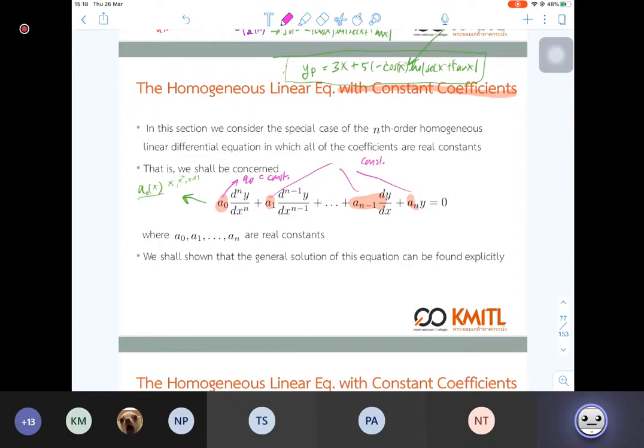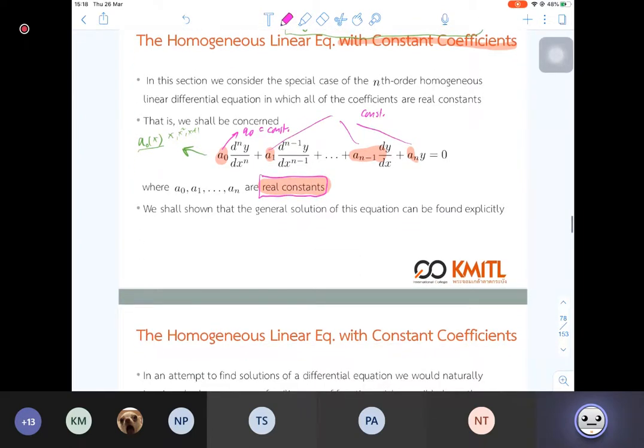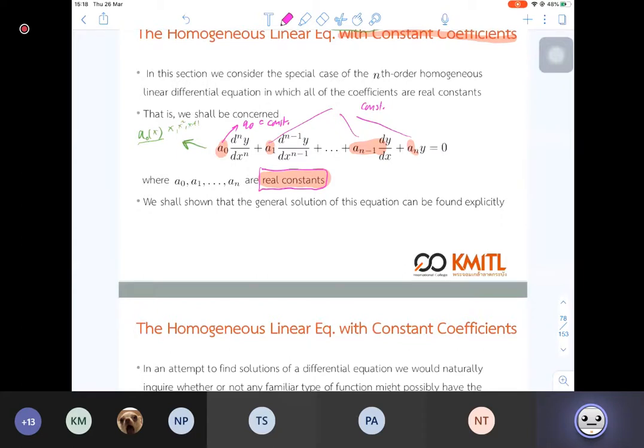So this is more like a special case of the homogeneous linear differential equations. You just consider only the case where the coefficients are all constant, and also they have to be real constants. This is important. Real constants, right? So we do not consider the coefficients to be complex numbers. They have to be real numbers.